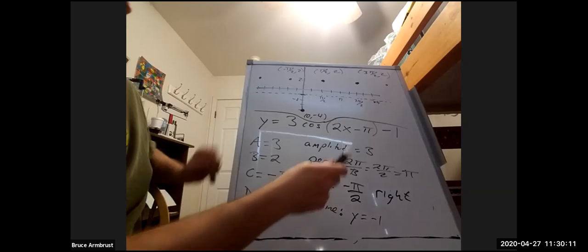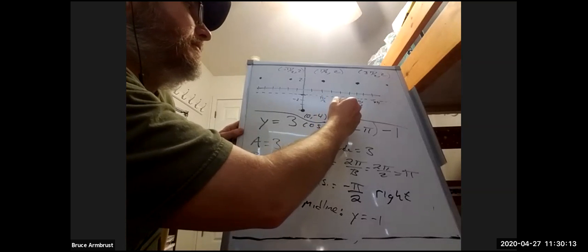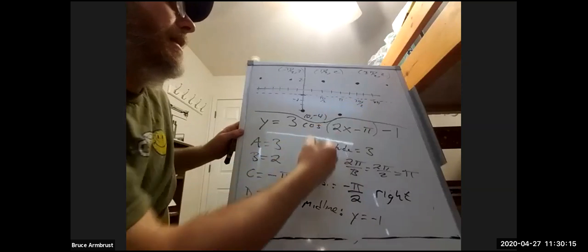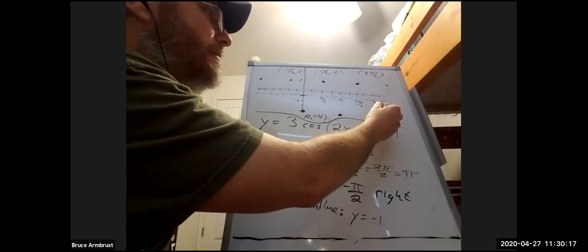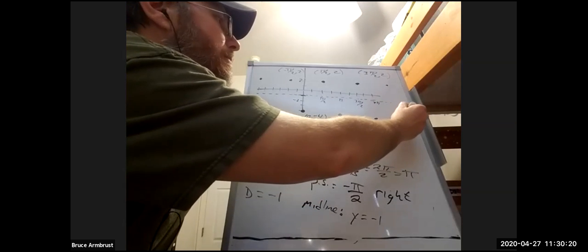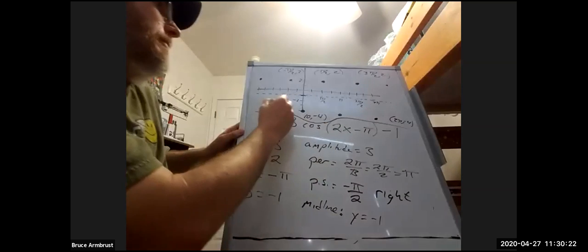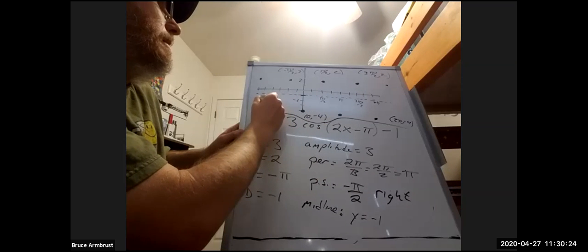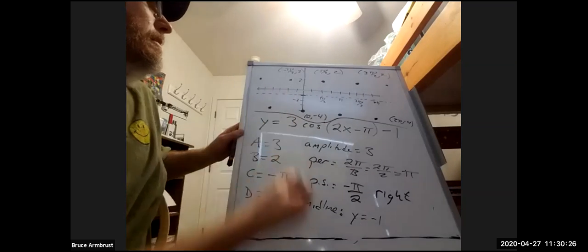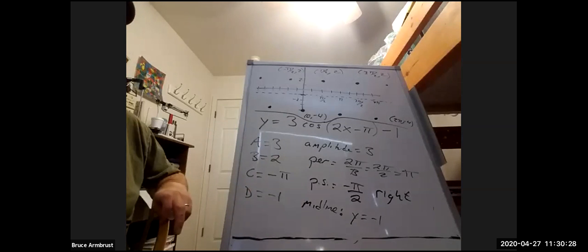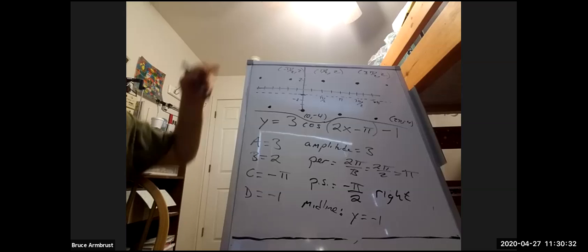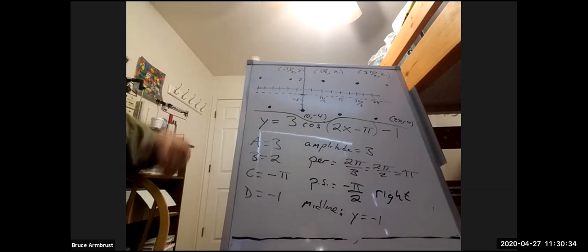And then they're going to repeat every pi. So there's going to be another one here at (pi, -4), and the next one's going to be at (2 pi, -4). And then there's going to be one over here at (-pi, -4), and so on. So there are all the minima. So we got our maxima and our minima.